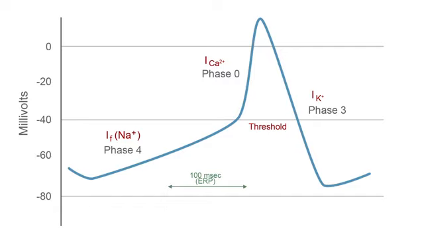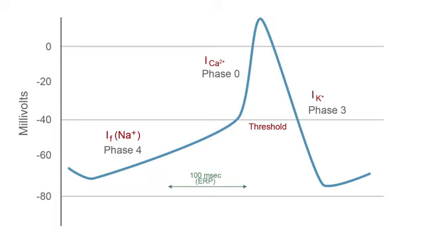You have pacemaker cells like the SA node and the AV node. So what's the difference between a pacemaker action potential and a ventricular action potential? Well, if you look at their graphs, you notice that there's no phase 1 or phase 2 with the pacemaker cells. So no phase 1, no phase 2. So what's happening here? This is kind of weird.